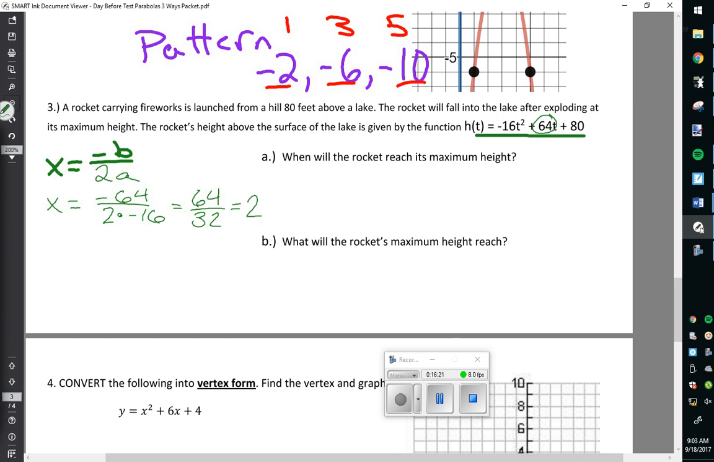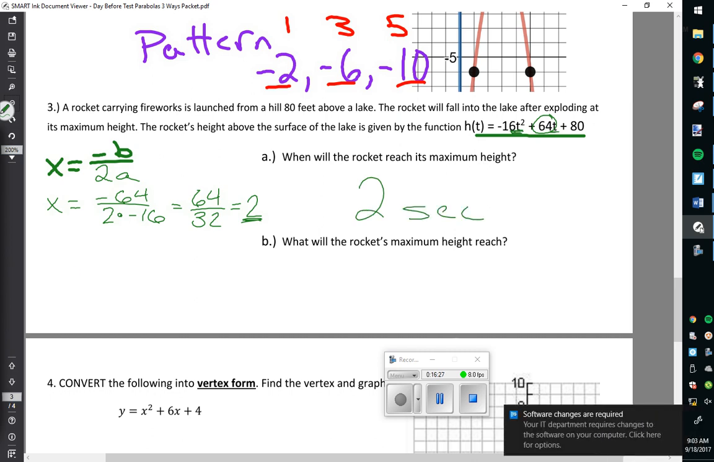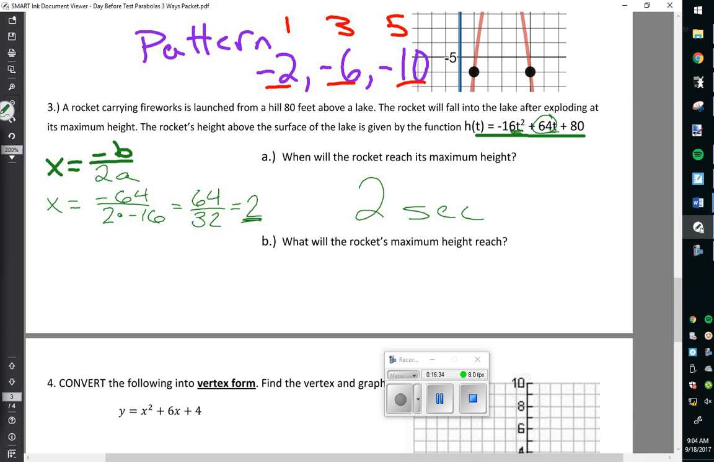So when will the rocket reach its maximum height? X in this case is our t. That's our time. So 2 seconds is when that rocket will reach its maximum height. And what will the rocket's maximum height be? Christy, what am I going to do to find the maximum height now?